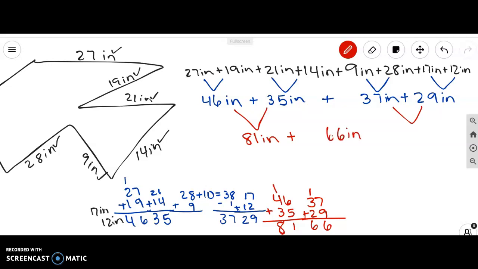Now we can do our last one. I'm going to flip colors. And we have 81 inches plus 66 inches. So the last one, 81 plus 66. We have 1 plus 6 is 7. And 8 plus 6 is 14. So we have 147 inches.